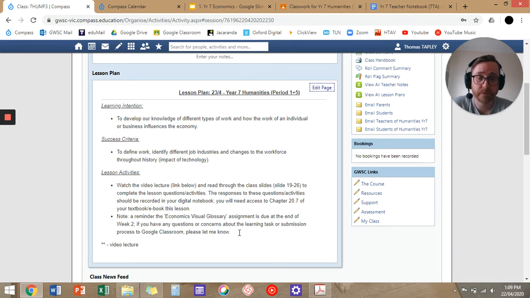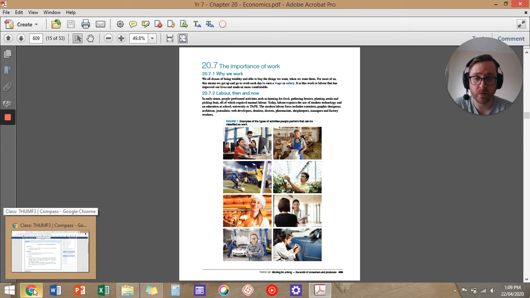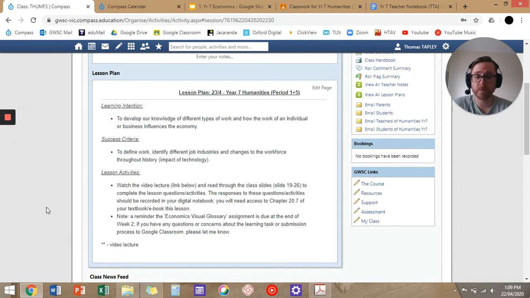You will need access to chapter 20.7 of your textbook this lesson. So that looks a little something like this. Make sure you've got the textbook, the ebook, on you before you sit down for this lesson.